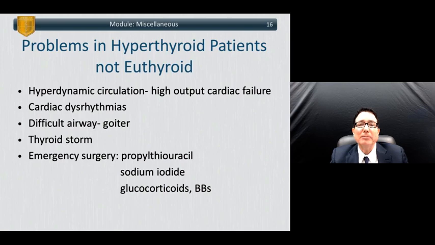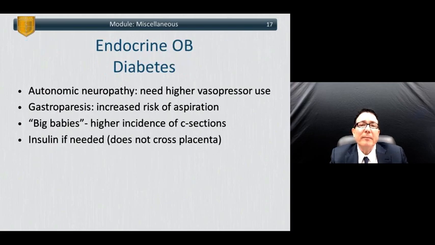They can have high output cardiac failure, potential for cardiac dysrhythmias, and may have goiters or neck masses with the potential for difficult airways. Obviously, the worst scenario is the potential for an intraoperative thyroid storm, in which case drugs like propylthiouracil, sodium iodide, steroids, and beta blockers can be of utmost importance in these patients.